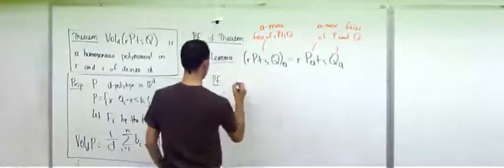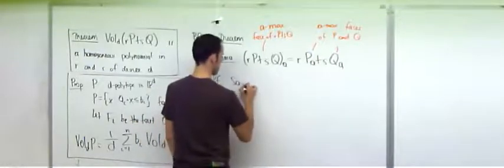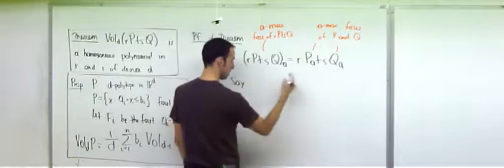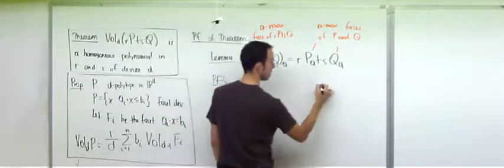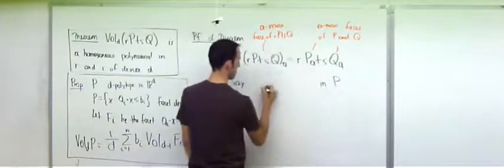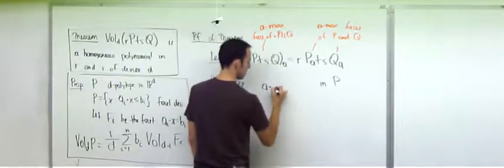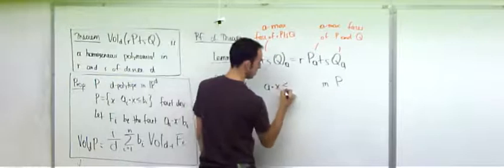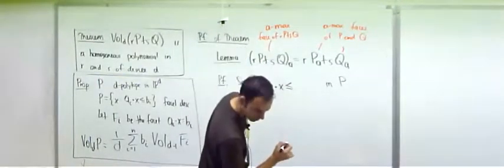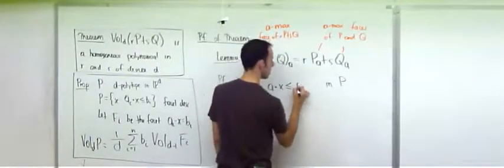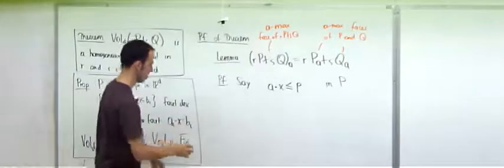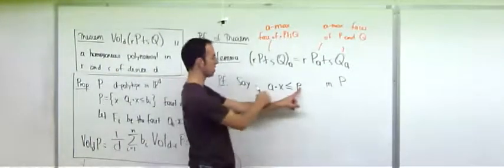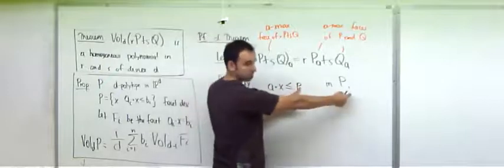So let's say that in the polytope P, the linear function a dot x takes maximal value, what did I call it here? p. Okay? So p is the maximum value that a dot x takes in P.